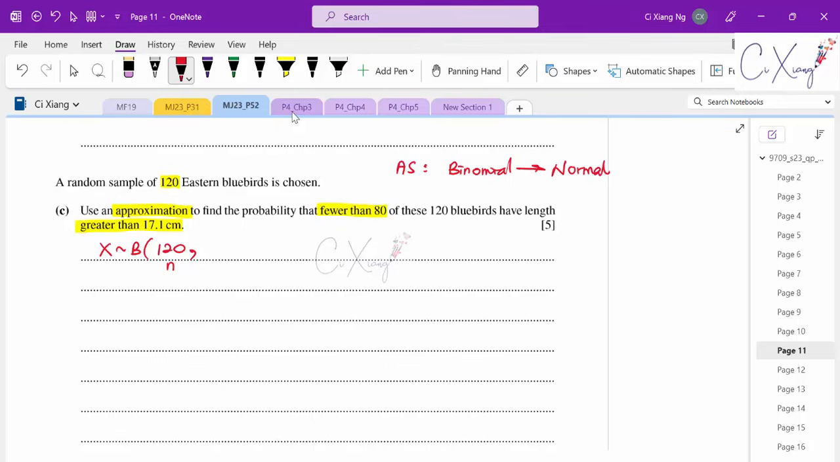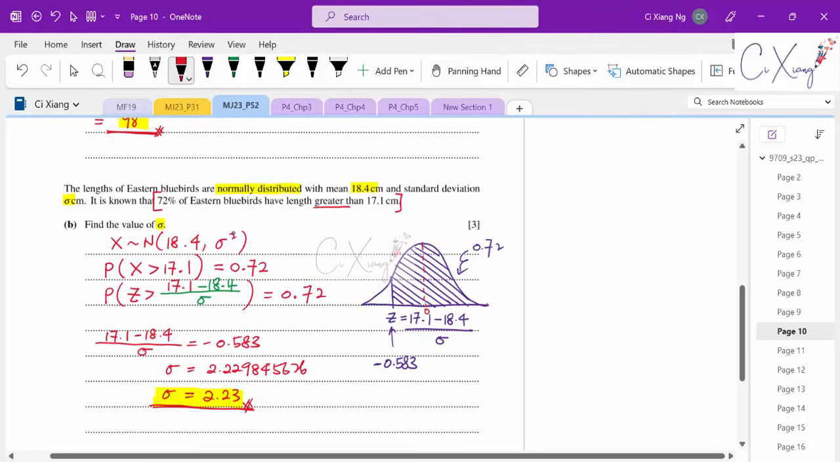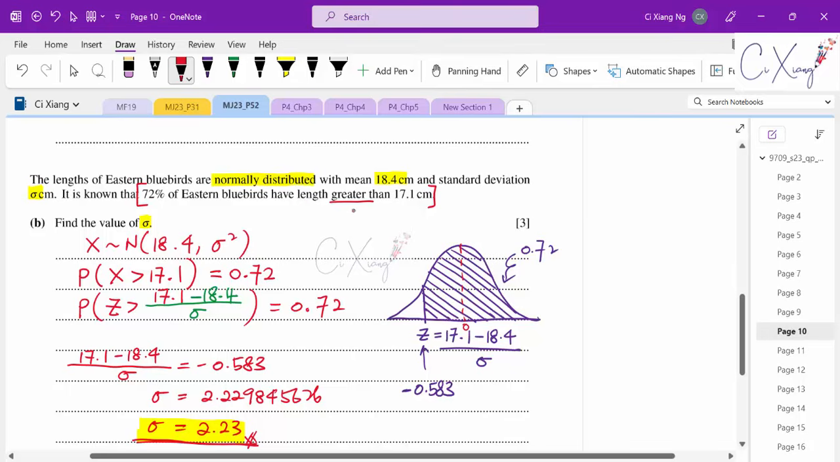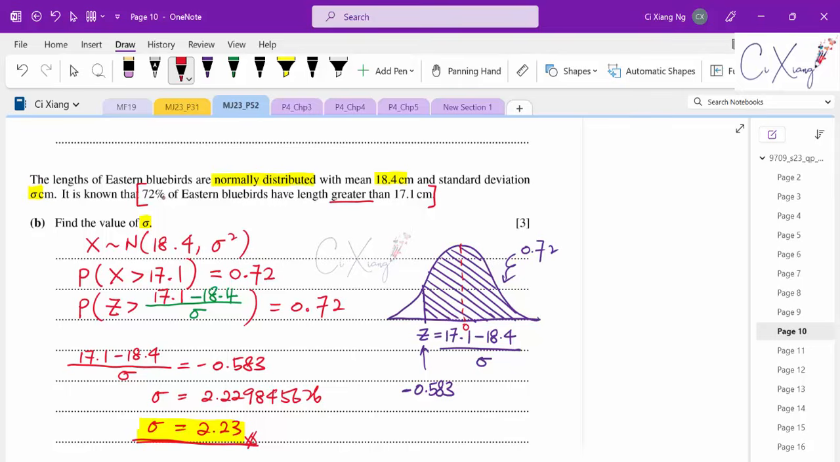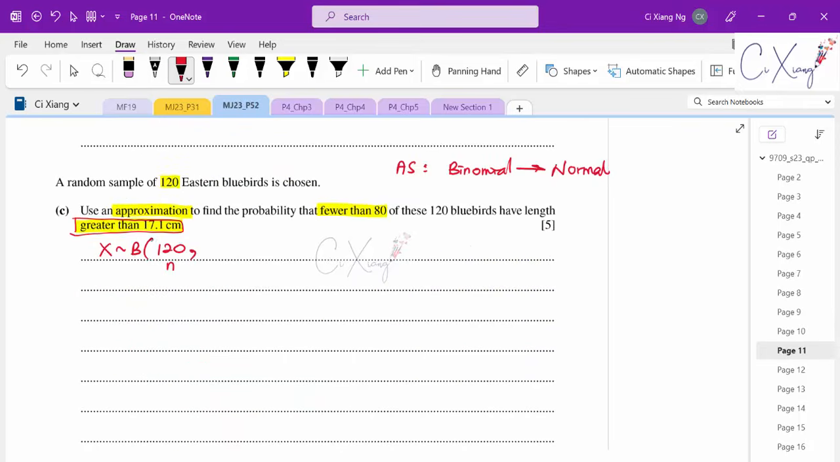So we are looking for the length for the bird greater than 17.1. And then what is the probability? If you refer back to part B just now, they already told you that for the length greater than 17.1, the probability is 0.72. So that means I can straight away put the 0.72 as the p in my part C, because I say here greater than 17.1, right? So the p here will be actually 0.72.